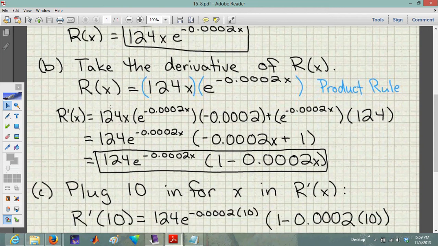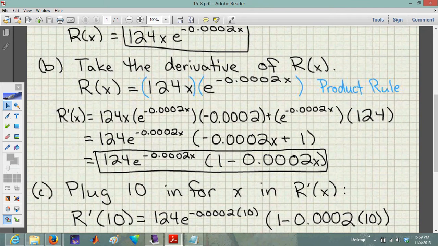Part B, we need to take the derivative of what we just found for this R of x. So I'm going to rewrite it, and when we take this derivative, now that we've got this e here, sometimes that throws people off, but really what we have are two functions. I've got 124 times x, and I've got e to the negative 0.0002x. So if I'm multiplying two functions together, I use the product rule.